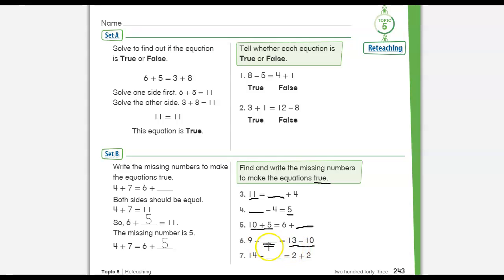Remember, you want both sides of the equation to be equal. You want them to be the same. So you would solve for 13 minus 10 and get your answer. And then 9 minus what number would match your answer?